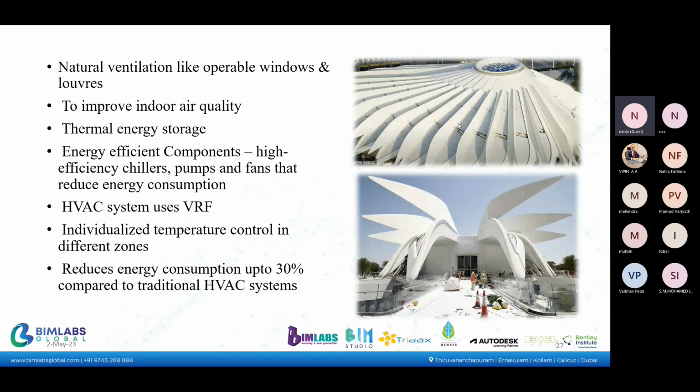Then there was natural ventilation, like operable windows and louvers, in order to enhance occupant comfort and improve indoor air quality. Natural windows and all were used so that the building didn't need to depend on external energy sources for lighting and HVAC systems. I mean, they needed it, but the amount of energy required can be reduced by natural ventilation. The use of mechanical ventilators was not there in the building since it had natural ventilation.